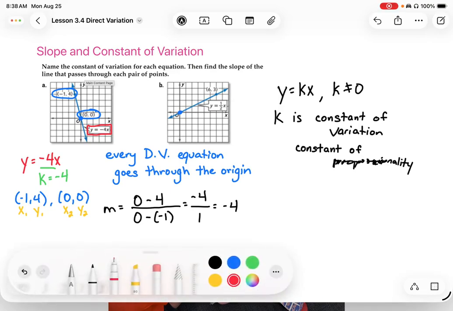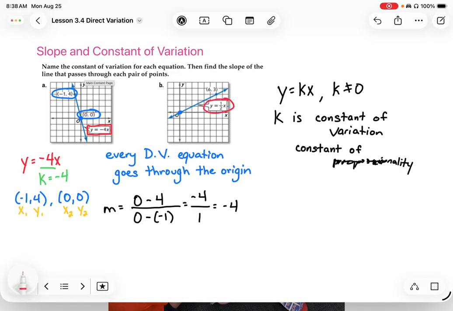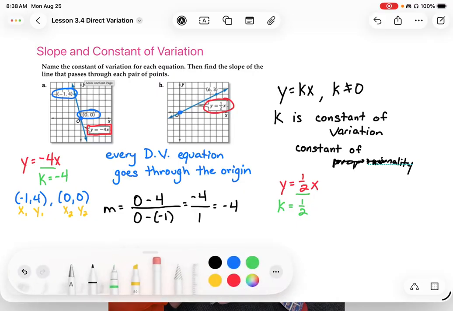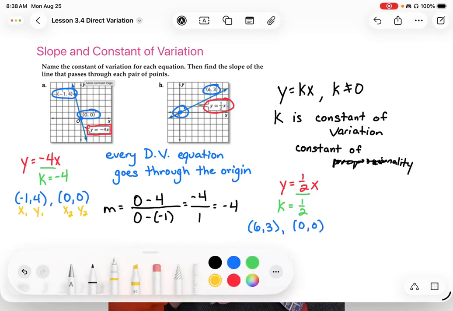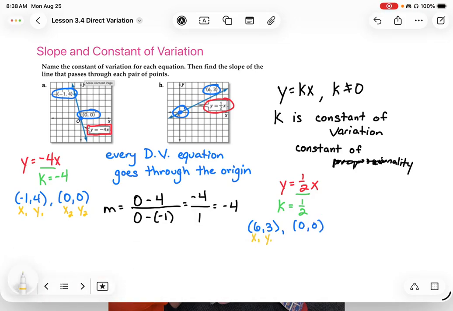Okay, let's go ahead and look at the second one. The equation is y equals 1 half x, which means k, of course, is going to be 1 half, the value in front of the x. So the constant of variation is 1 half. And then let's use our slope formula with these 2 points. We've got 6, 3, and of course, 0, 0. Let's label our points as x1, y1 and x2, y2.